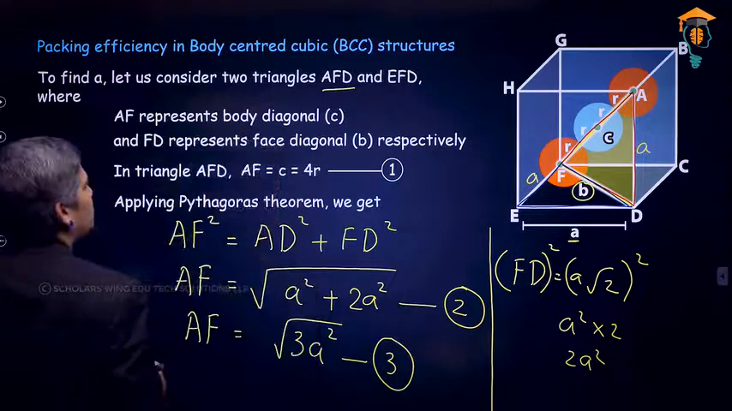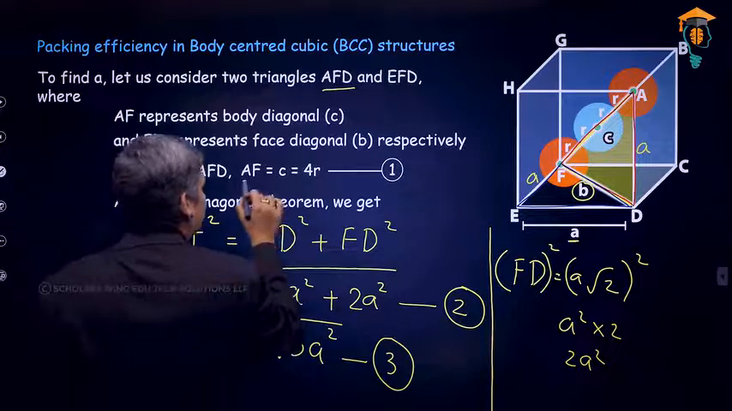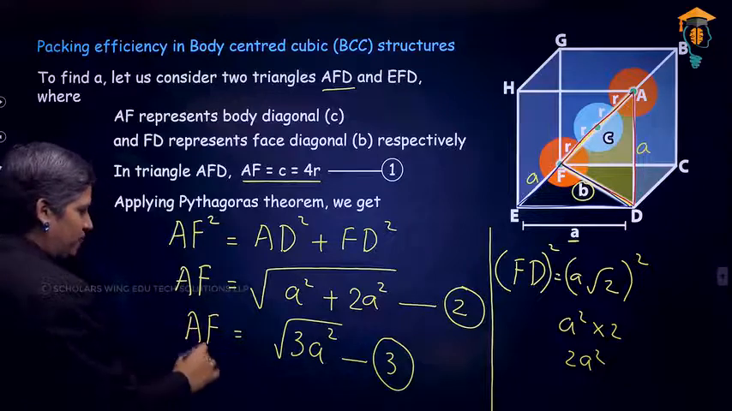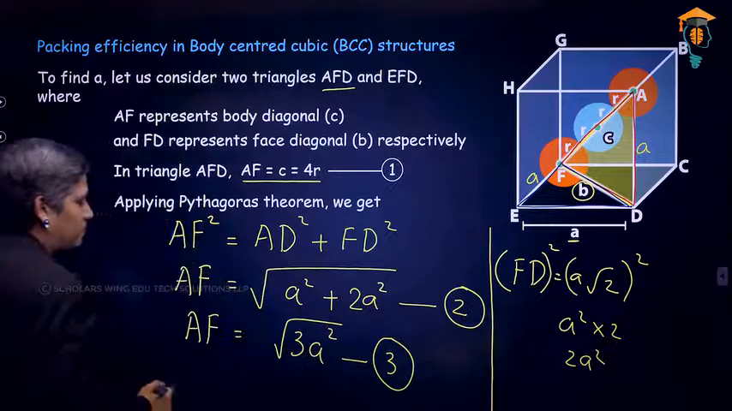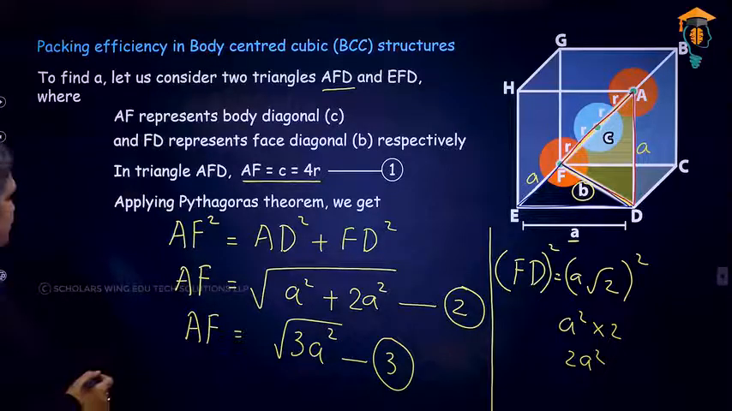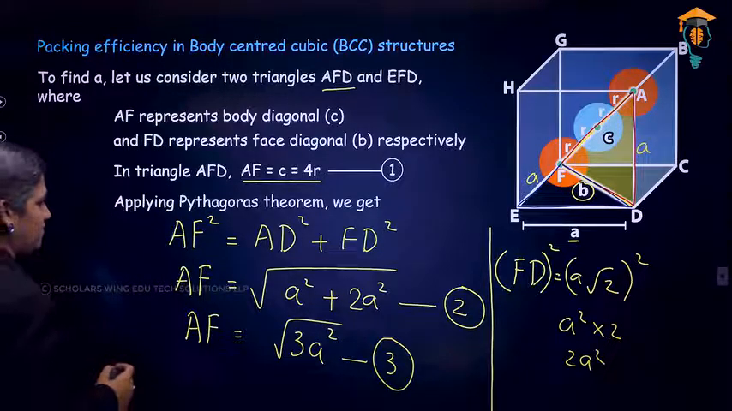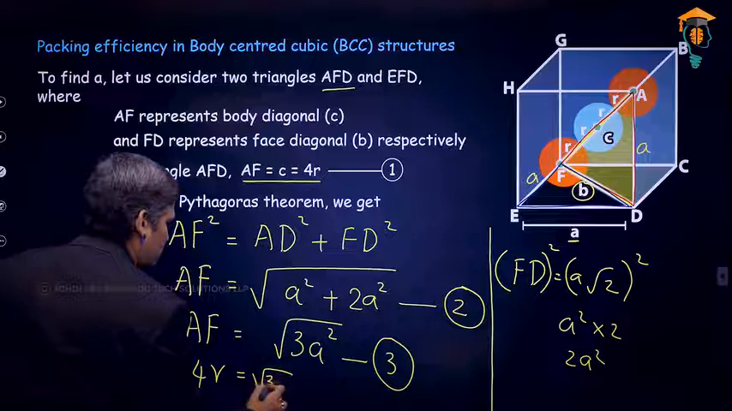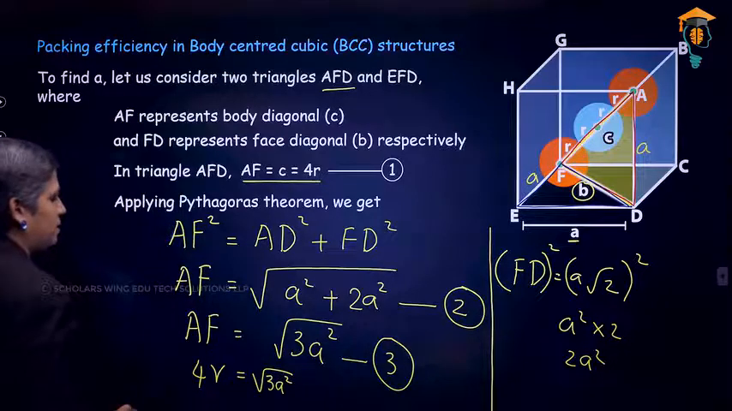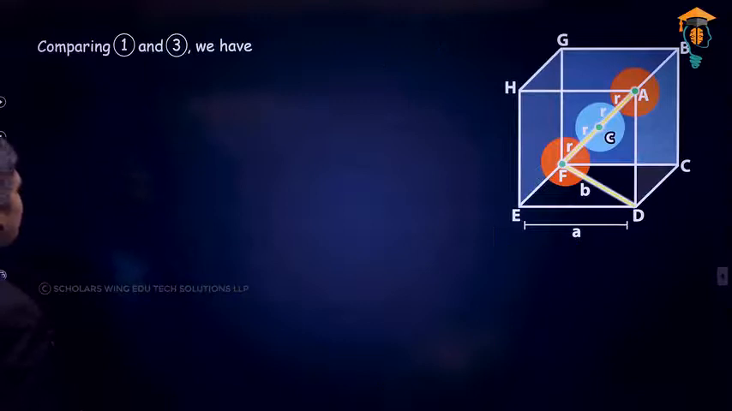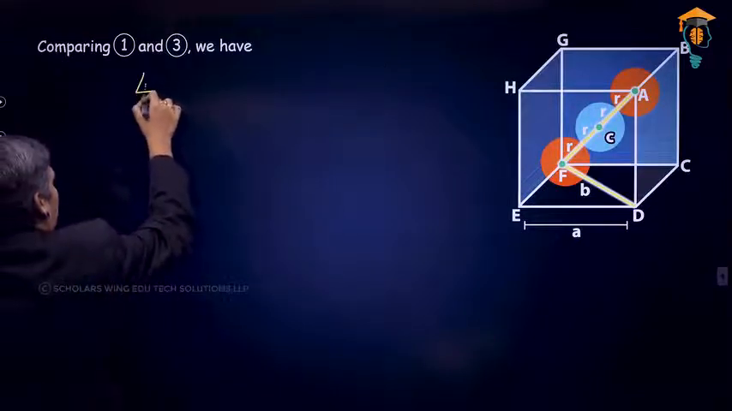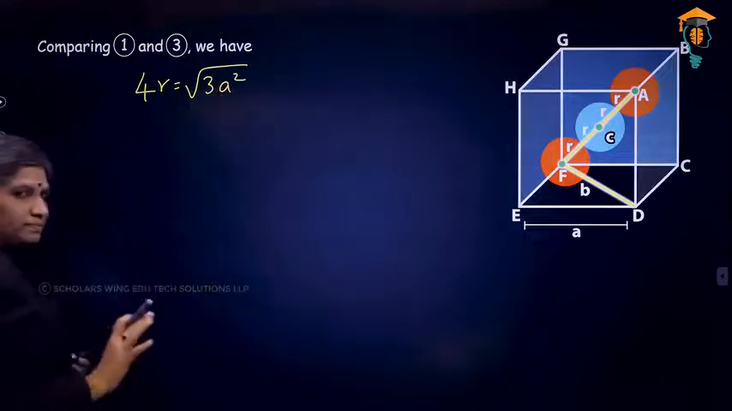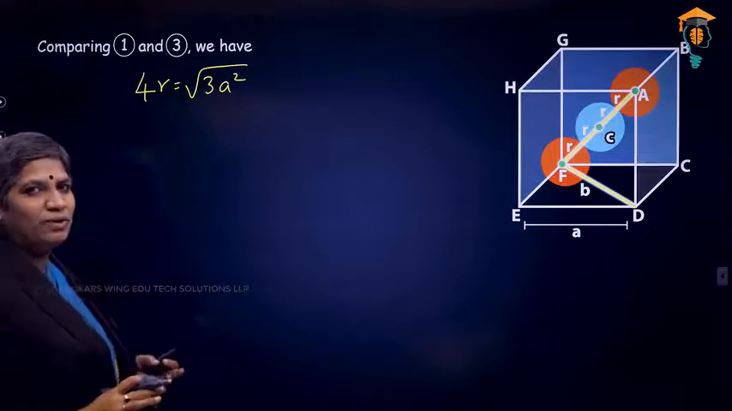If you compare equation 1 and 3, what is 1? AF is equal to C is equal to 4R. Here, according to equation 3, AF is equal to under root 3a square. Yes or no? So when we compare these two, what will we get? Yes, we will get 4R is equal to root 3a square. That will write once again here. Comparing 1 and 3, what did we get? 4R is equal to under root 3a square. Clear?